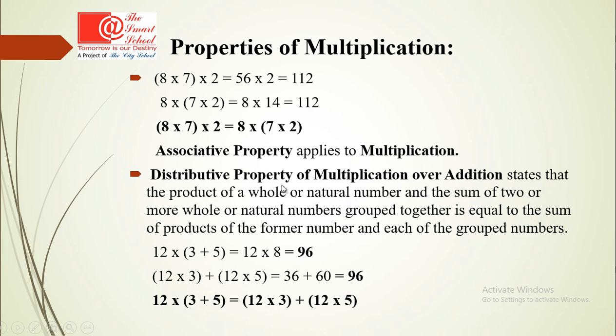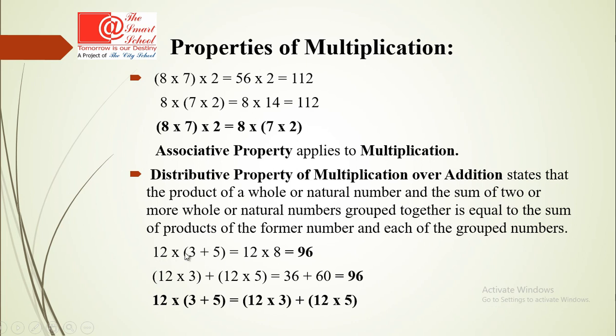Now the distributive property of multiplication over addition. It states that the product of a whole or natural number and the sum of two or more whole numbers or natural numbers grouped together is equal to the sum of products of the former number and each of the grouped numbers. Now we will take an example and it will be clear.